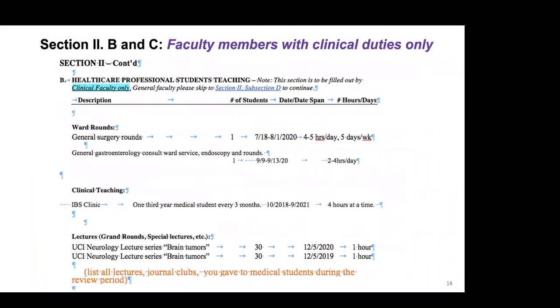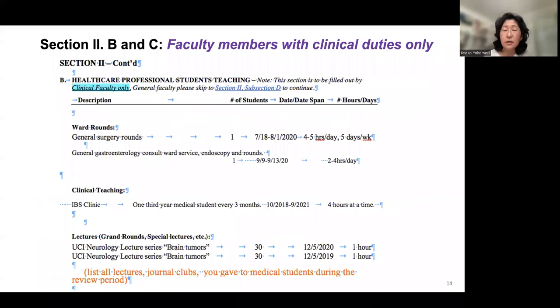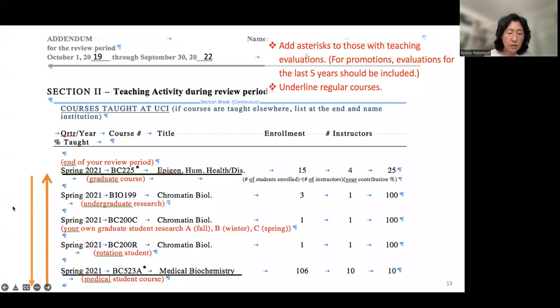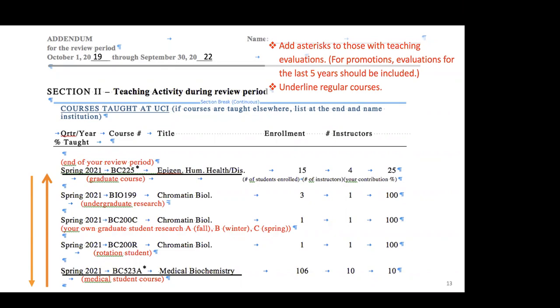Kyoko, can I ask a quick question? This is John Lee. Do you want just a summary of the teaching evals or the actual evals? You need to provide the raw teaching evaluations, not the summary. Oh, got it. Okay, I'll send them all. Thank you.